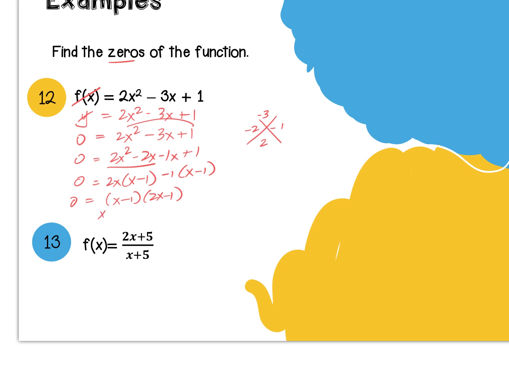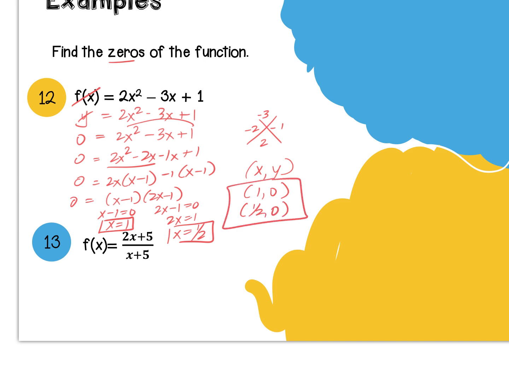Remember here we set each factor equal to 0. So x is 1. And 2x minus 1 equals 0, 2x equals 1, x equals 1/2. You've been doing this all year. The only difference is when they say find the zeros, you can say x is 1 or 1/2, or you can write it as an ordered pair. If x is 1, remember your output, right? So if x is 1, y is 0. If x is 1/2, y is 0. So these are the zeros of the function, whether you write it like this or you write it as ordered pairs.